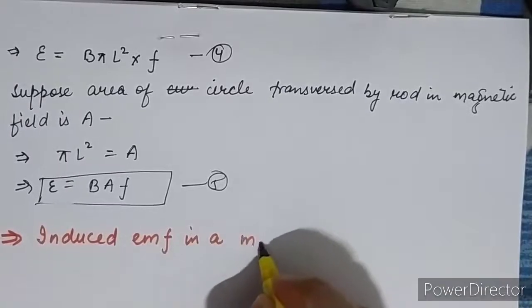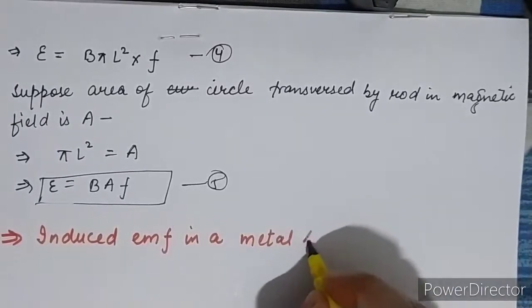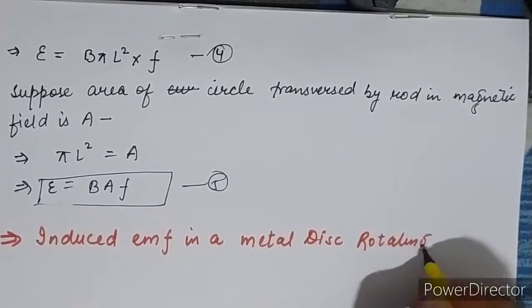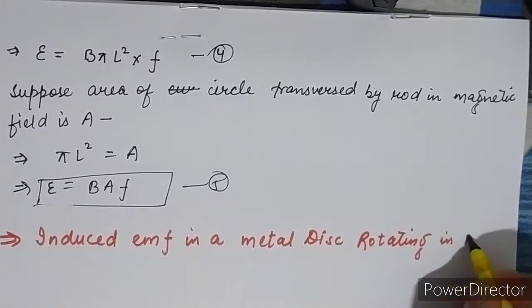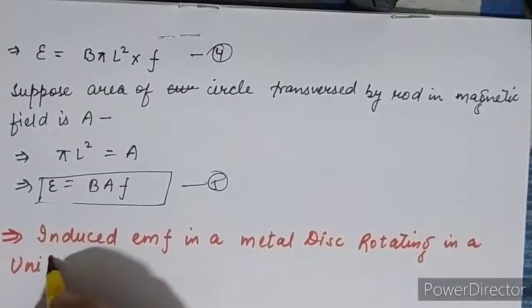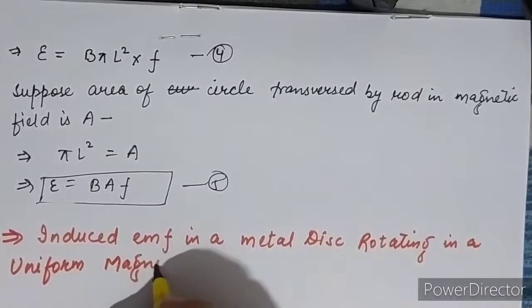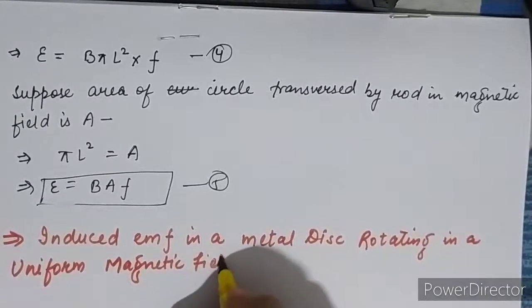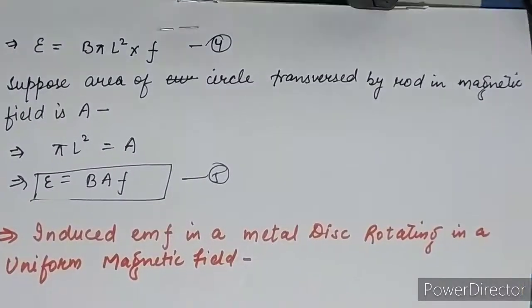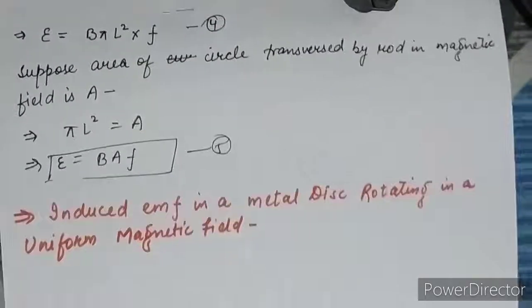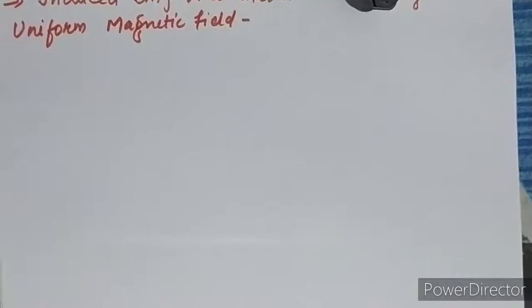So for that we have to calculate the induced EMF in a metal disc rotating in a uniform magnetic field. Okay, so for it, first of all we have to draw the diagram so that you can better understand the entire concept of this topic through the diagram.